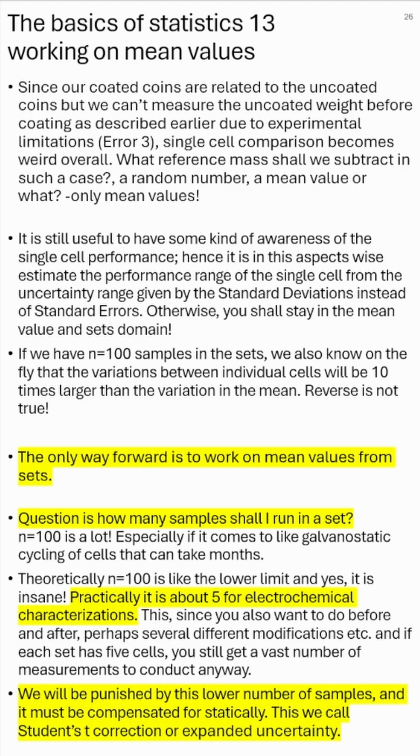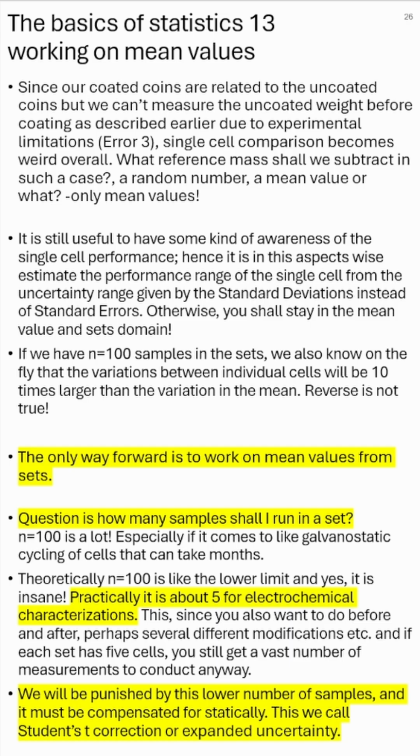So then comes the question, how many samples shall I then run in a set? I mean, n equals 100 is a lot, especially when it comes to galvanostatic cycling of cells. I mean, cycling a cell can take months. And are you supposed to have 100 separate channels on the potentiostat? Well, theoretically, n equals 100 is like the lower limit from a statistics perspective. And yes, I agree, it is insane.